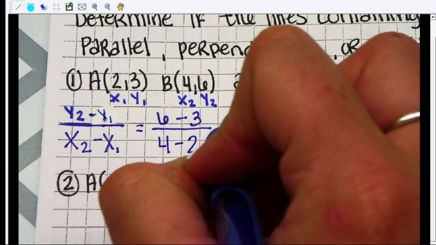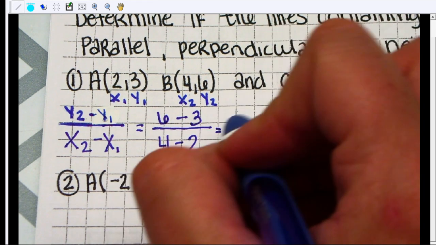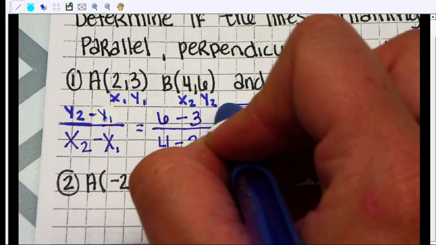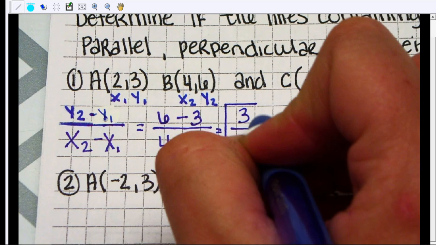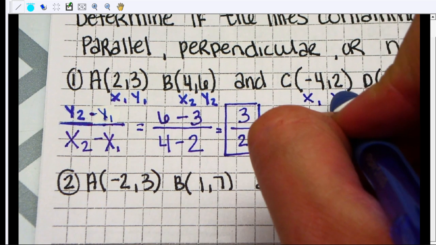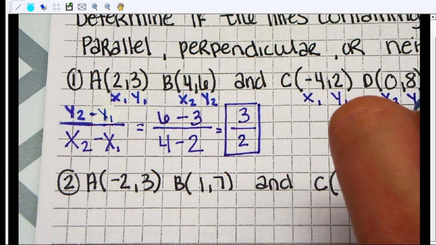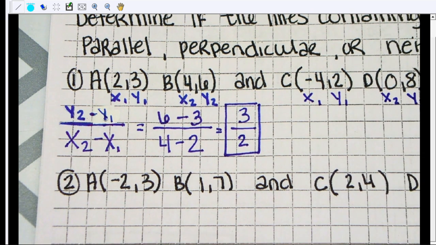What does that fraction simplify to? Go down to 6 minus 3 is 3. 4 minus 2 is 2. Okay. Then all we do is hop over to the next group. x1, y1, x2, y2. So take a second and find the slope of the next set of points.